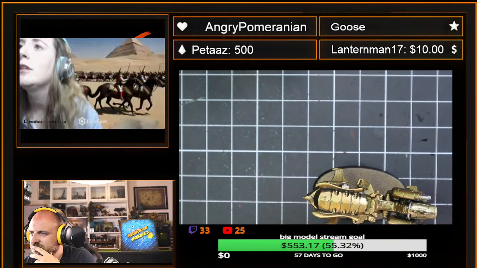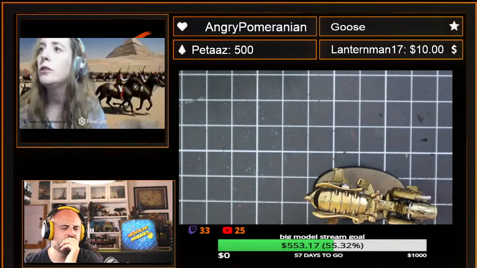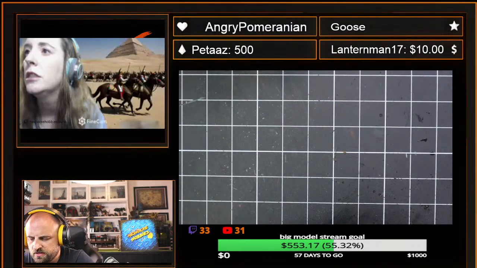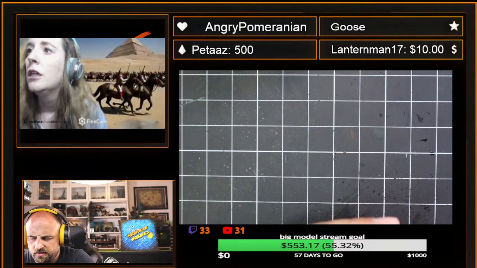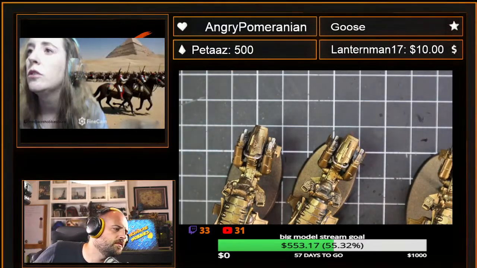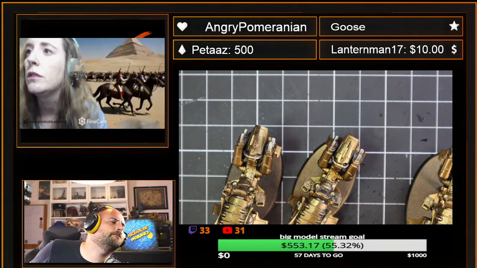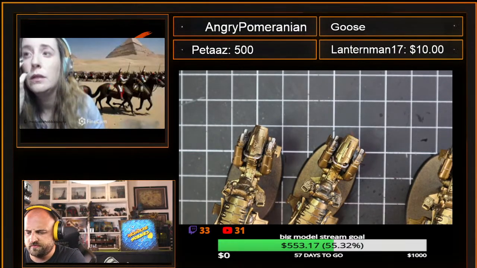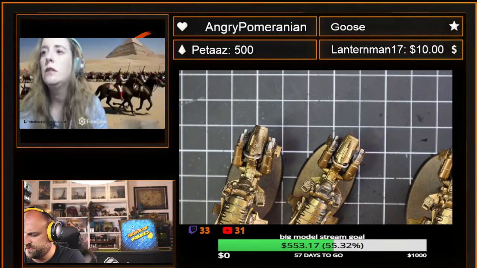Frontinus is working on armor chipping on a batch of Terminators. Very nice. Respect it. Someone is airbrushing converted grab bikes. Converted grab bikes? What's converted about them?